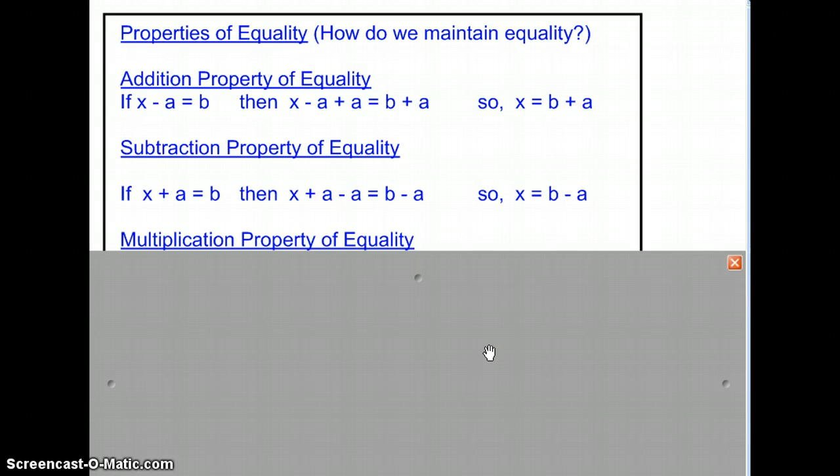So of course we have a multiplication property of equality. If we're going to use multiplication to undo another operation, what is that operation we're undoing? Division. So we're going to see division and then use multiplication. Who can tell me what we're going to see? What do you think, Jimena?